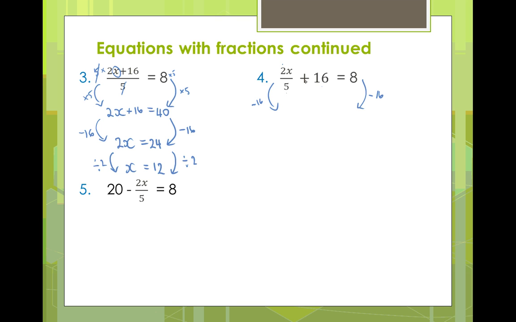When I take away 16 from up here, this plus 16 take away 16 disappears, so I'm just left with 2x divided by 5. And when I take away 16 from this 8, I end up with negative 8. So there's one equivalent equation that's a little bit simpler than the first version. This looks pretty similar to one that we've solved on the previous slide.